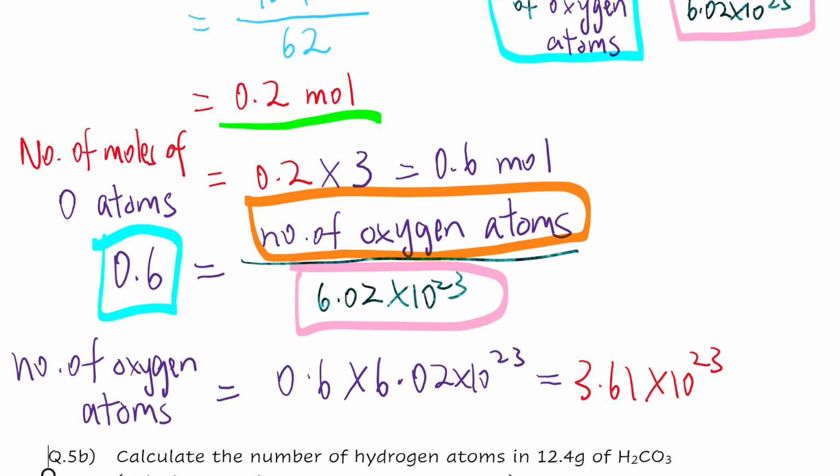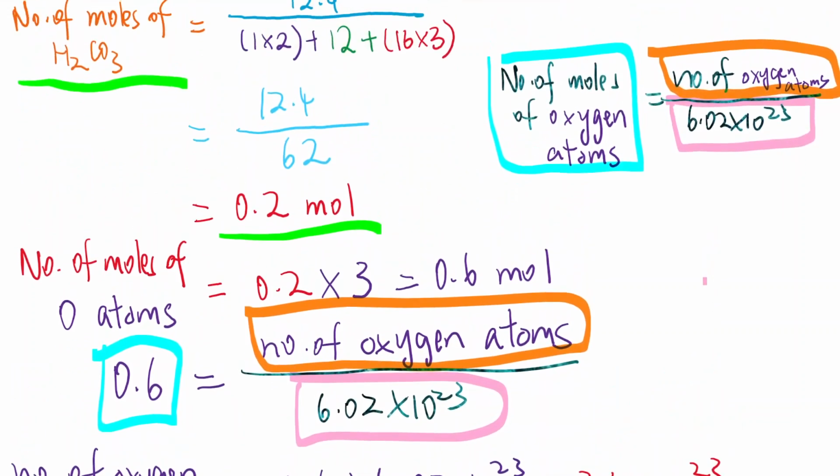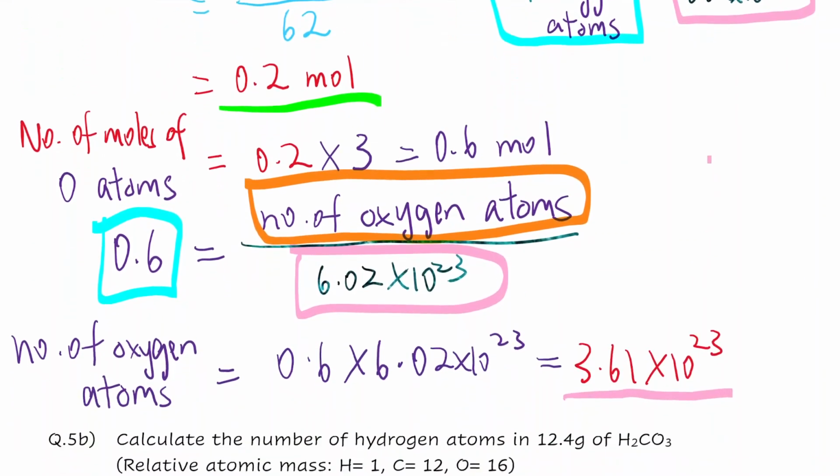So there you go. This is how you find the number of particles using the first equation, number of moles equals mass over molar mass, and then applying the second equation. Okay, now let's do part B.